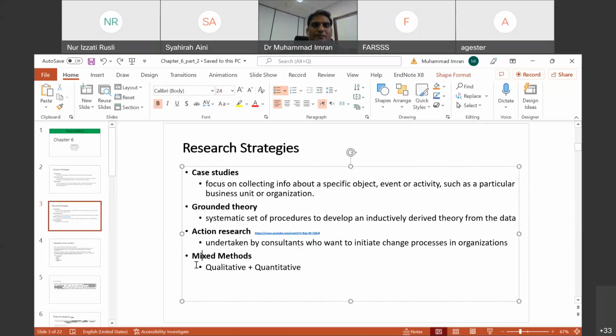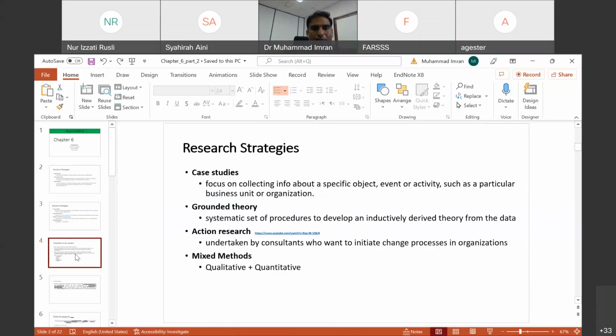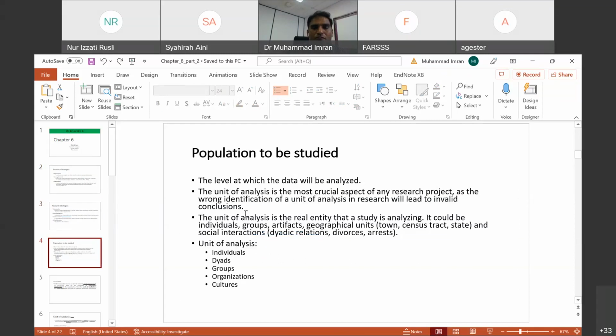And the last one is the mixed method. We already covered in the first lecture, by the way, qualitative and quantitative. If we are using both approaches in one study, it's called mixed method. Understand? Okay, these are all about research strategies. The second basic topic is our unit of analysis.